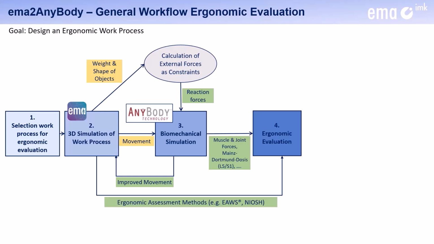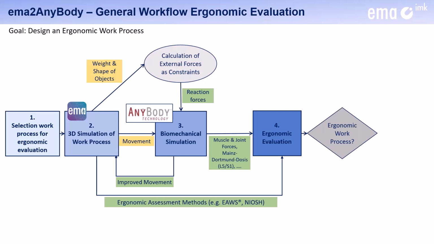And then you are able to take a wider view on the ergonomic evaluation, because you have results from the biomechanical simulation via AnyBody. You have muscle and joint forces, the Dortmund dose model for the trunk L5-S1, but also ergonomic methods integrated in EMA Work Designer, like EAWS or the NIOSH system. This means you have a wider view and further analysis functionalities for your ergonomic evaluation.